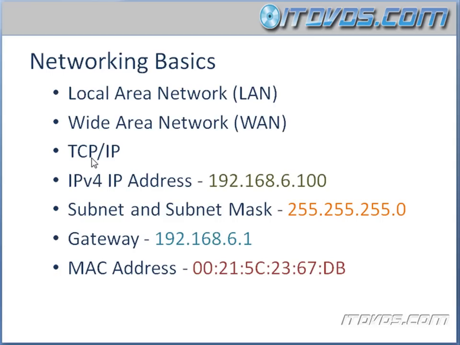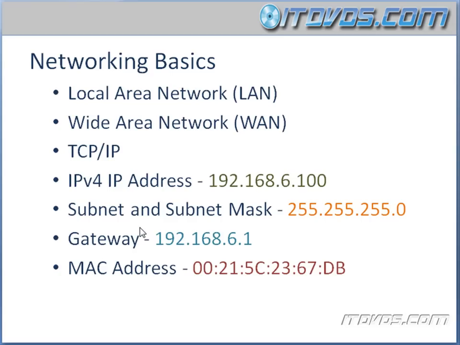The next term is TCP/IP, and this is actually a suite of protocols that was developed back in the 1970s and 1980s. If you're not familiar with what a protocol is, it's basically a set of rules that you have to follow in order to communicate. TCP/IP is what the internet uses. Therefore, it's the most popular suite of protocols that almost all of us use, and almost all local area networks use TCP/IP as well. If you're using TCP/IP, then you most likely have an IP version 4 address. This is what one looks like: 192.168.6.100. And you'll also have a subnet mask and a gateway.